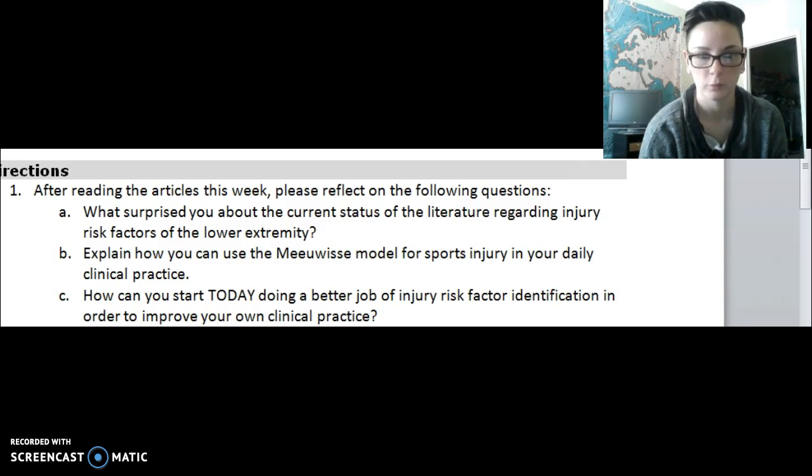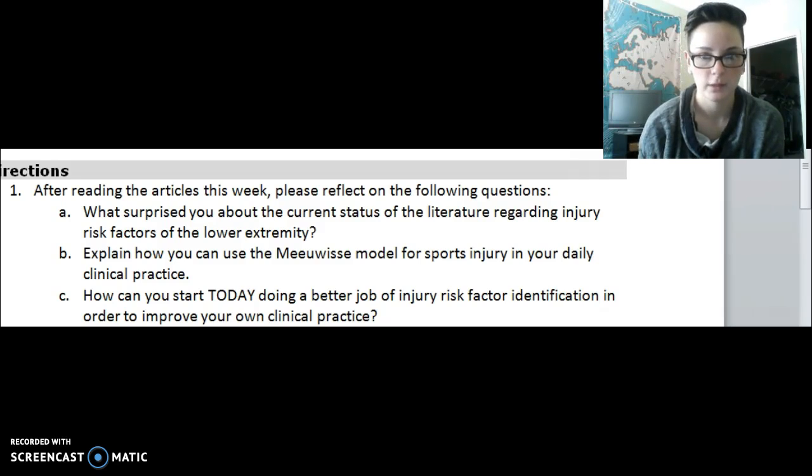But in a more general sense, not a lot surprised me about the reading. There was a lot of reference to really low quality, low sample size studies, and I'm sure that it's really difficult to control and develop a really quality study when you can't control for all intrinsic and extrinsic factors.